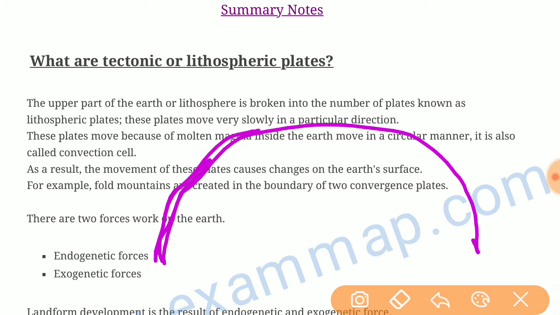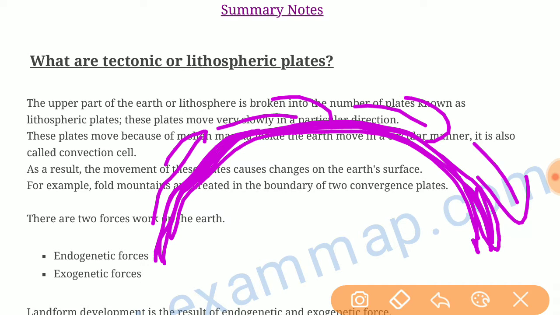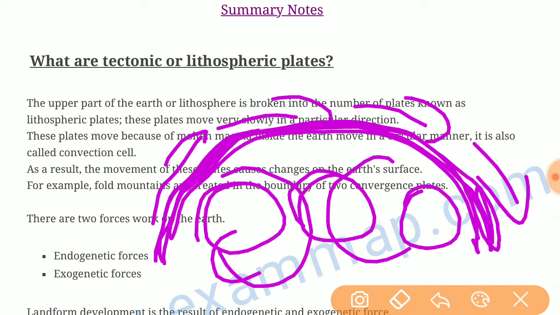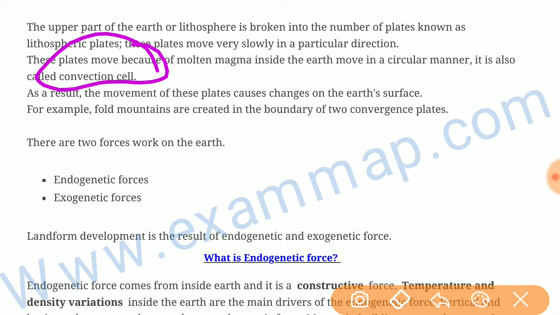This is earth. The upper part of earth is the lithosphere and the broken plates are known as lithospheric plates. These plates move very slowly in a particular direction and move because of the molten magma inside the earth. The molten magma moves inside the earth in a circular manner, which is known as convection cell. As a result, movement of these plates causes changes on the earth's surface.